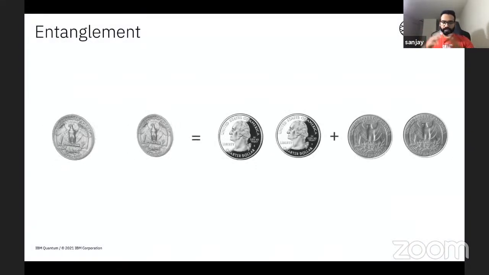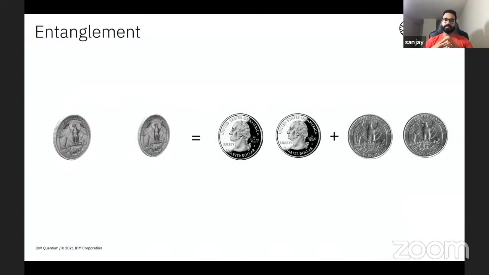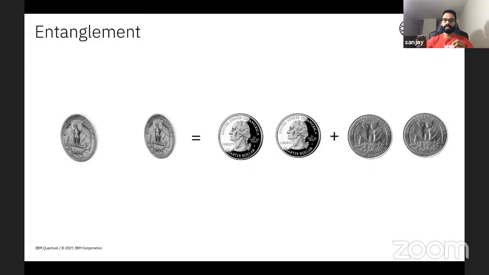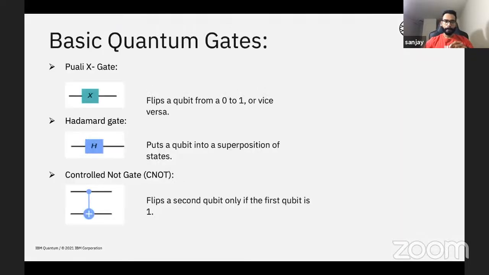So this is another representation to see entanglement. If I know something about the first coin, I'll be knowing about the other coin. So it's head and tail. These two qubits are correlated, and we'll be getting something about the other qubit.